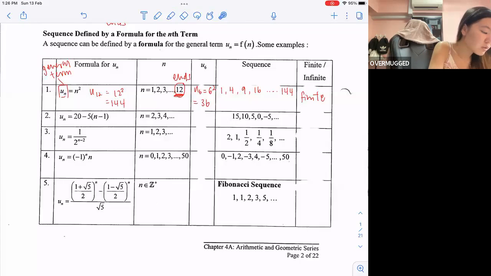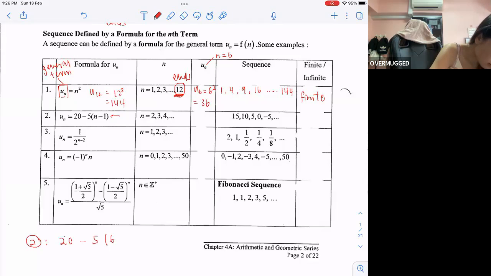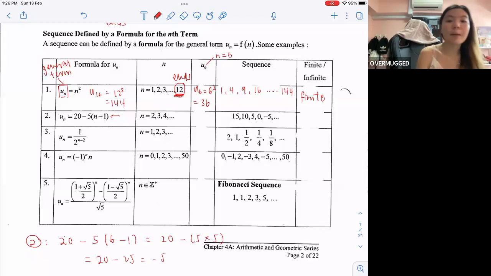U6 means that n is equal to 6, and I'm going to plug it into here, for row number 2. 20 minus 5, and then I'm going to put in my 6 over here, minus 1. It's actually 20 minus 5 times 5, which is 20 minus 25, and I get minus 5. So my U6 will be minus 5.